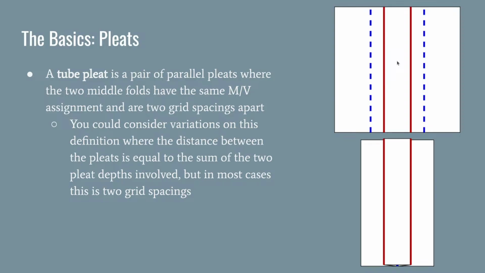in the folded form. And in almost all situations that I've taught, this number of spaces is 2, because we typically see 1 grid spacing between the mountain and valley of a pleat.